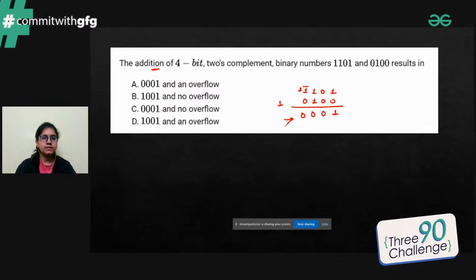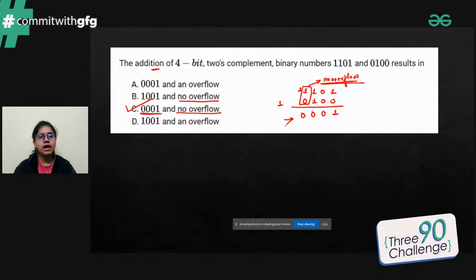What is our first step? Our first step is that if we see these two bits as different, then definitely no overflow. We don't have to go for step 2. By seeing these 2 bits, if they are different, then we can say directly that there is no overflow. No overflow is the answer, but no overflow is also in another option. We did the addition, so the result we got is this. So that's why option C is correct.